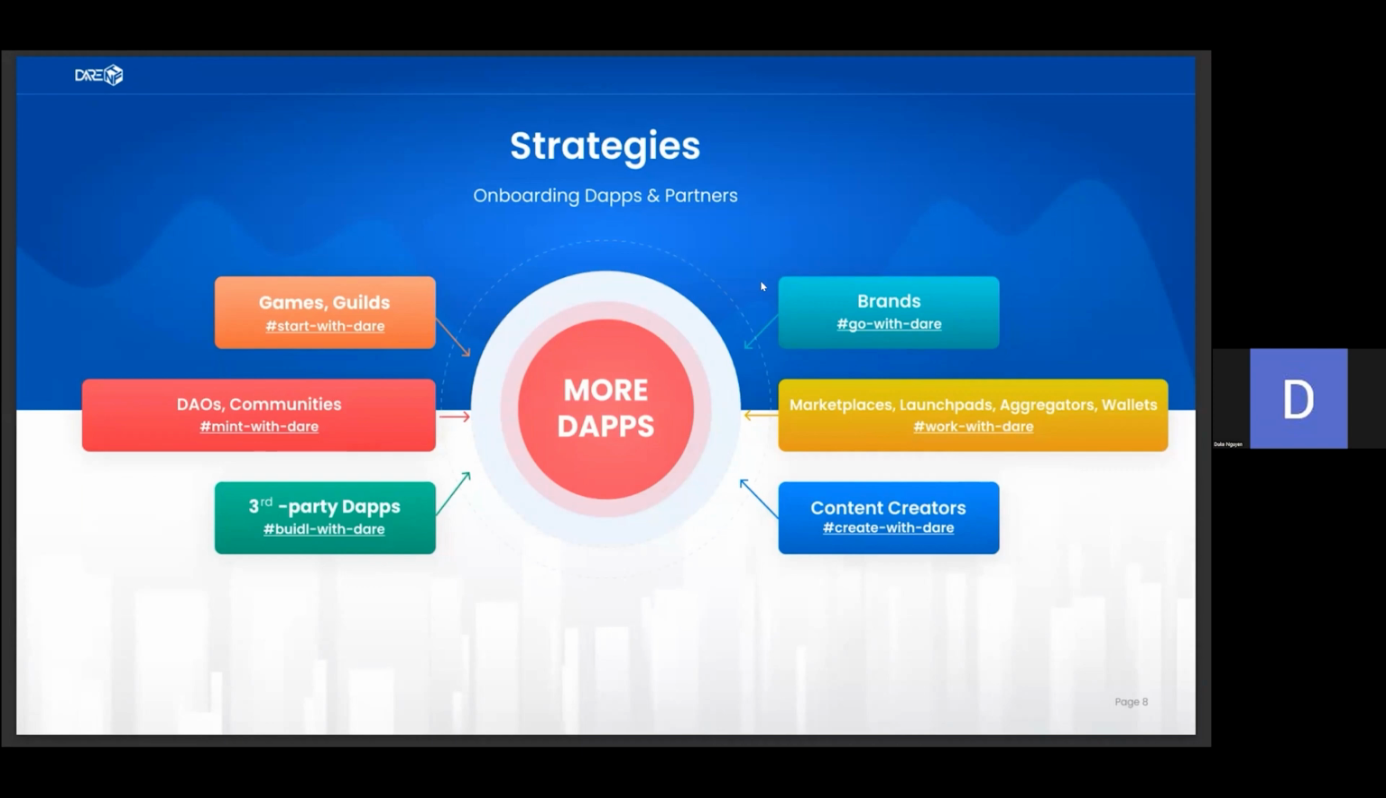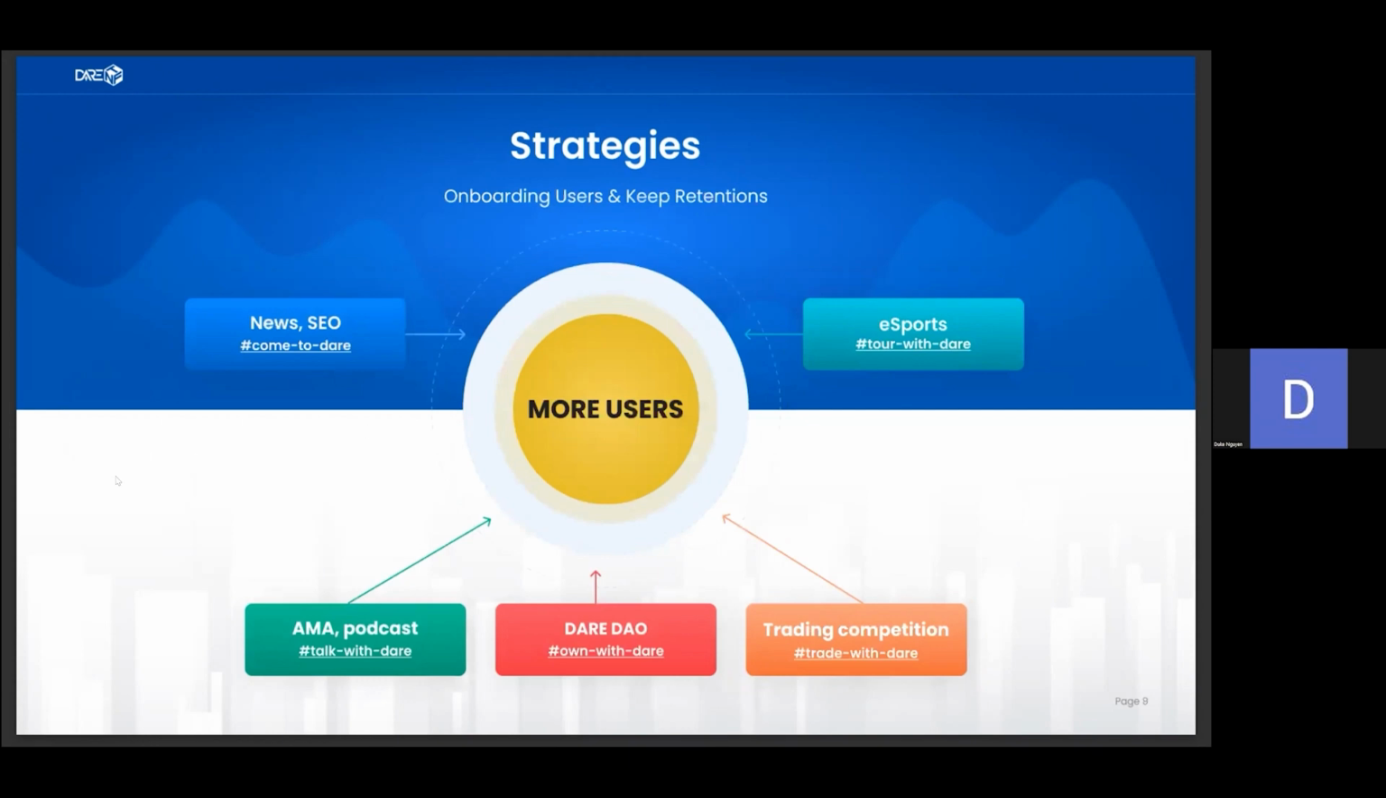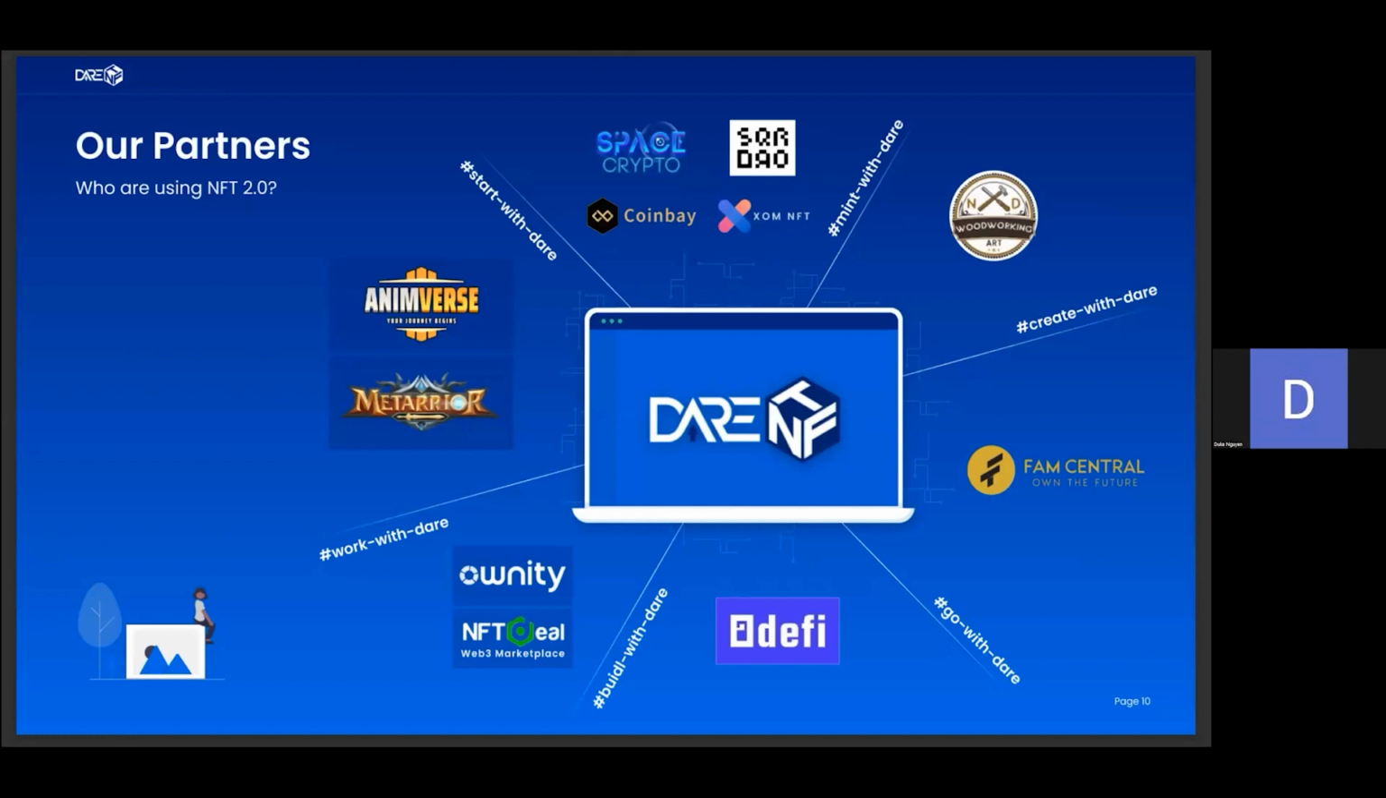The first is onboarding the apps. We have 6 main directions to onboard the apps, and in each direction we target different types of businesses which serve different aforementioned use cases. And similarly, we have some directions in onboarding end users. Here, we have 10 projects on our waitlist to integrate NFT 2.0, and the list will be longer as we do more business development.